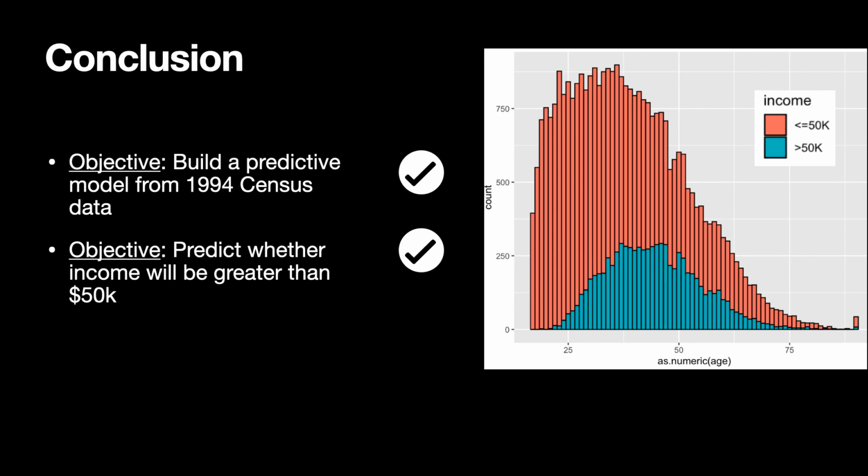Overall, we've accomplished our objectives of building the predictive model from 1994 census data that allows us to predict whether income will be greater than $50,000 with around 80% accuracy. That was my presentation, and thank you for your time.